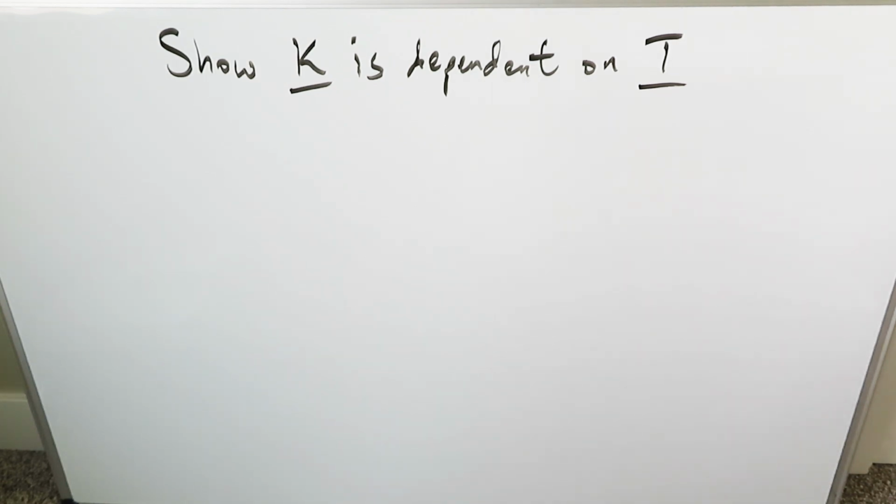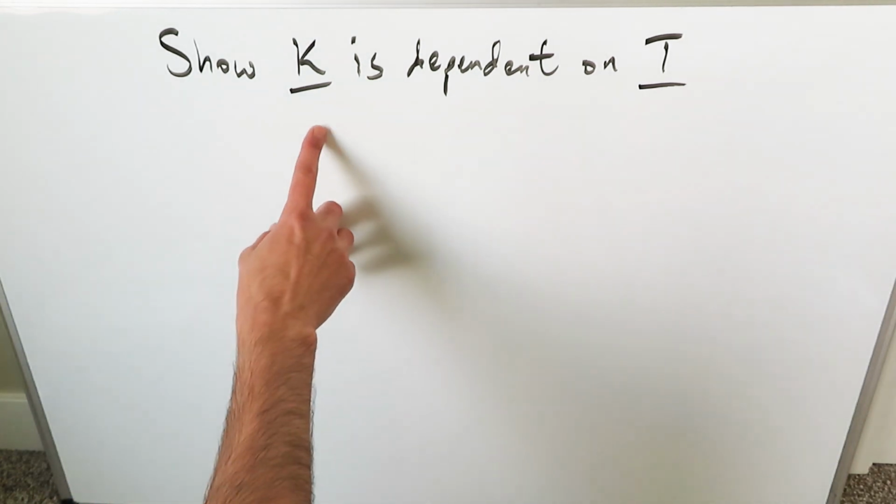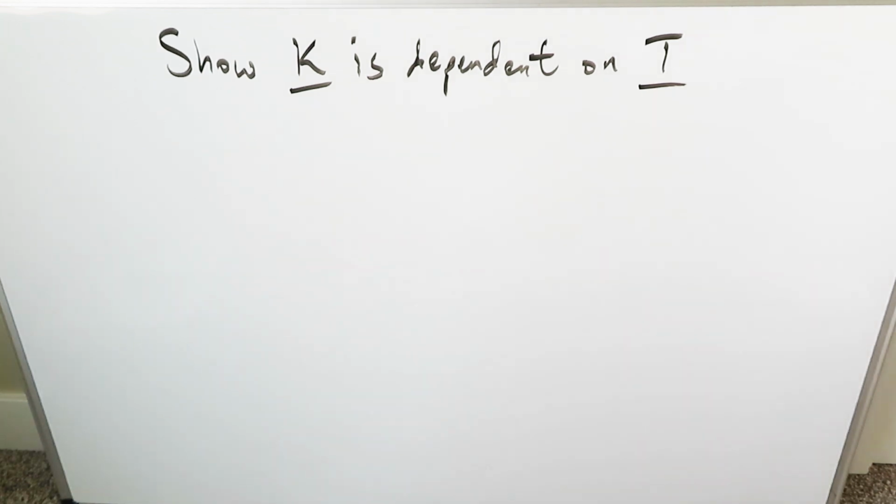I am demonstrating and showing you a very important chemistry concept: that K is dependent on T. What is it? The equilibrium constant for a chemical reaction is always dependent on the temperature under which that reaction occurs. We will demonstrate that to you mathematically and we will show you an example here in this video.